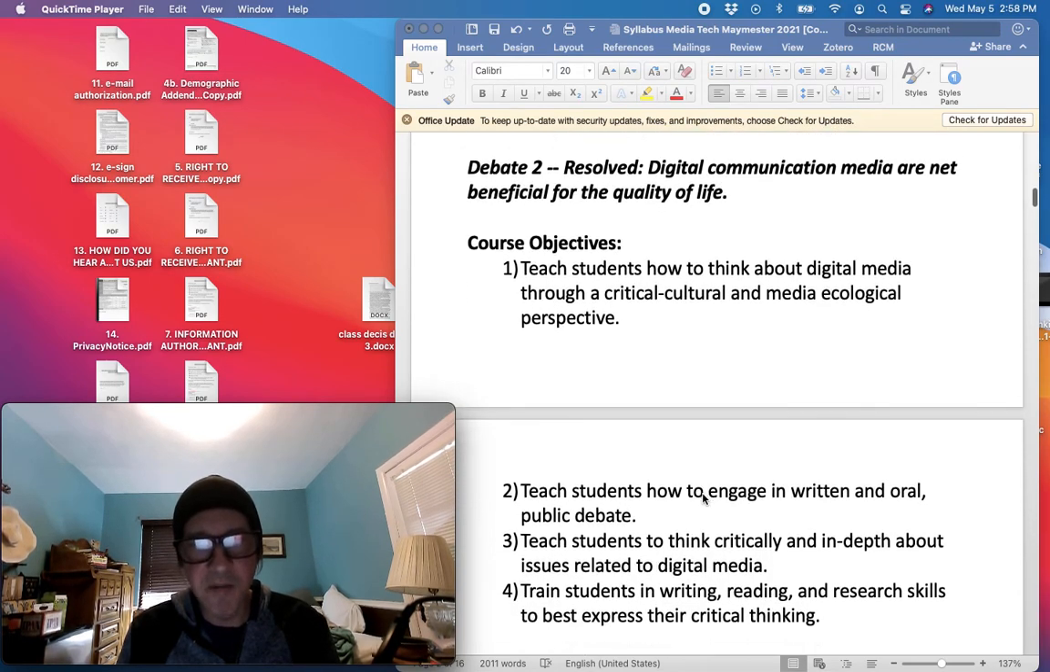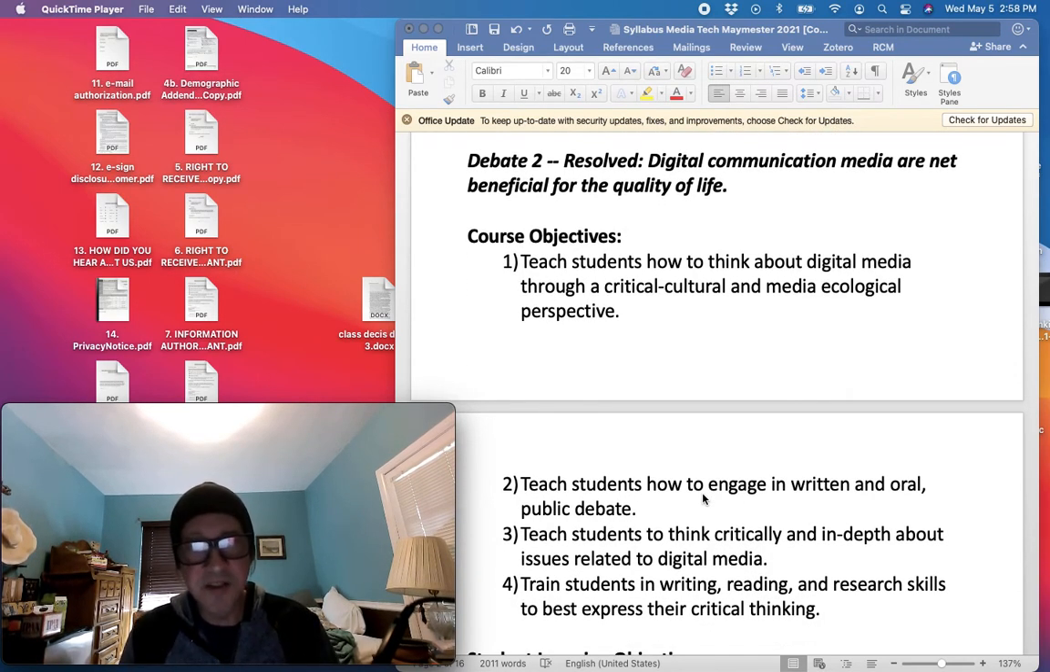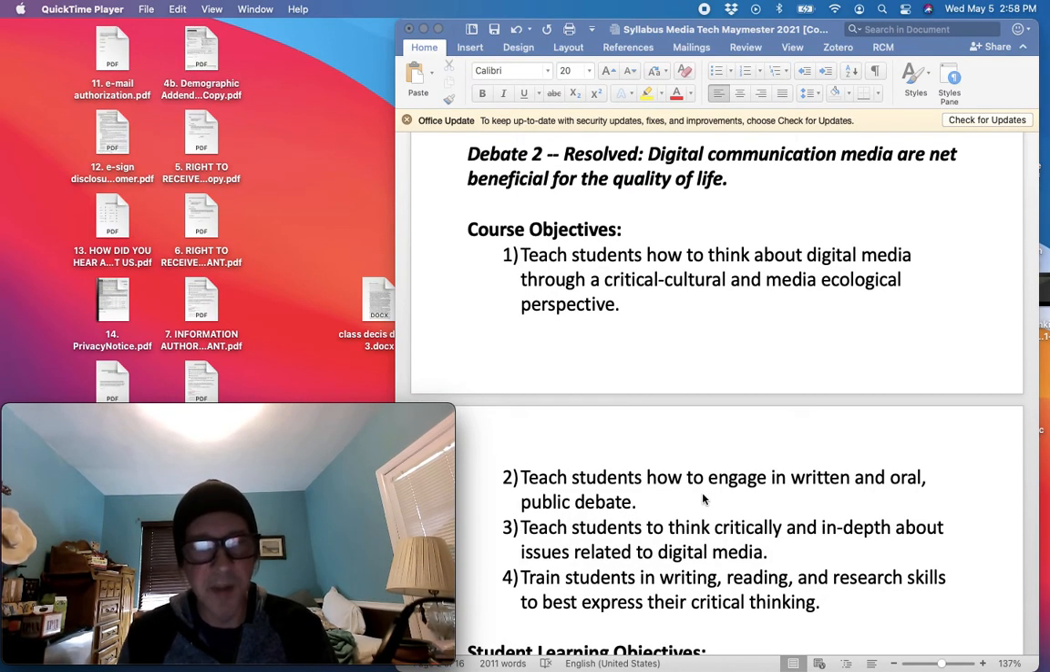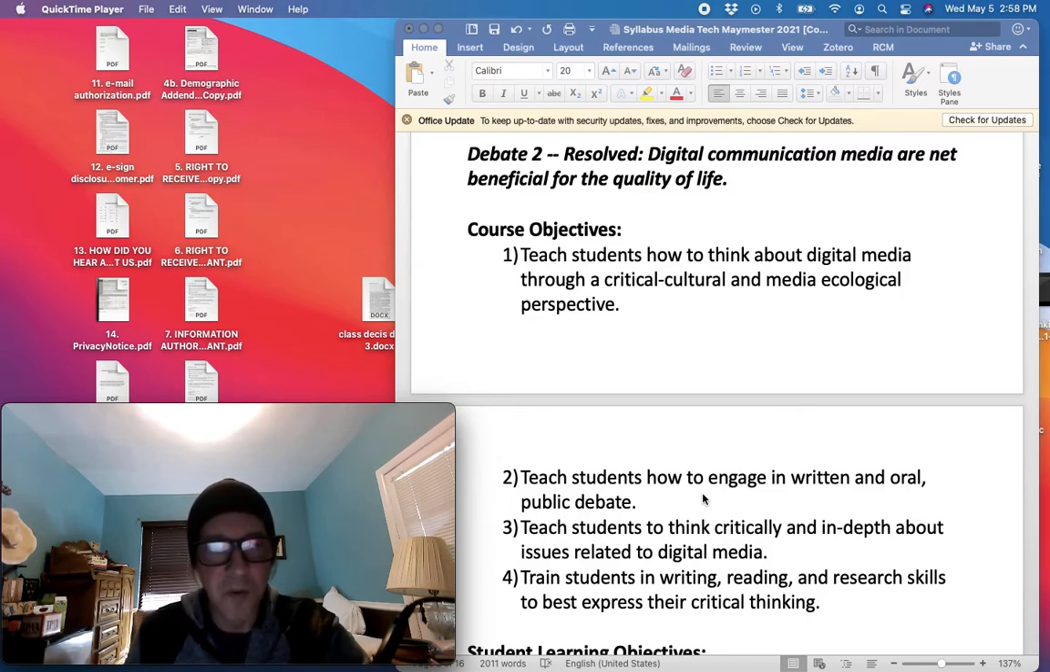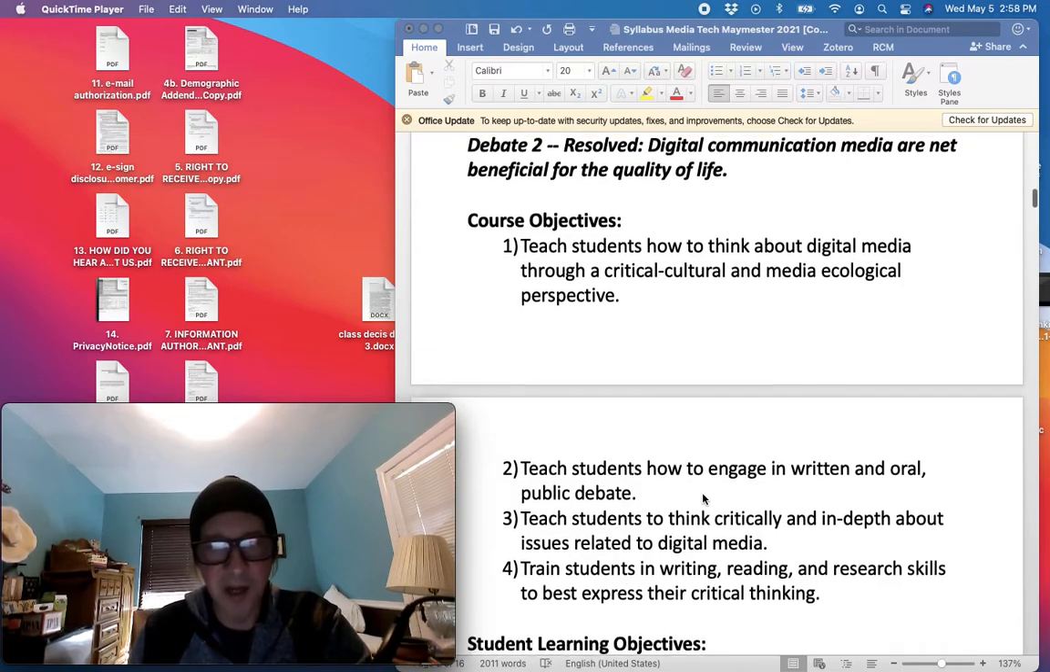So in the course, obviously we're trying to learn some things about digital media and how they affect our world. We're also engaging in public debate and thereby learning to think critically and analyze arguments. And in doing these debates, we'll be doing reading and research skills and developing those as well. Because these aren't just debates in the sense of flowery speaking based on no sources or no backing, but we're going to use sources to back up our arguments.